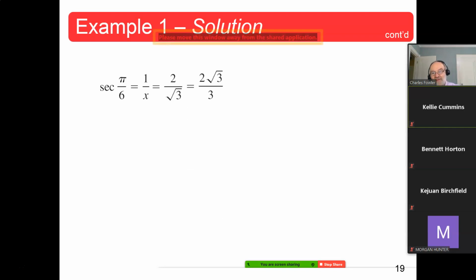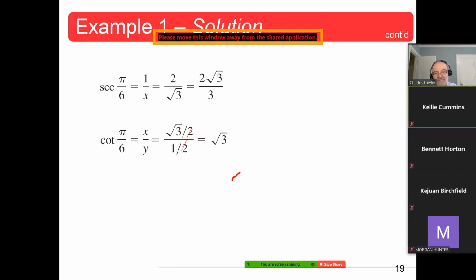And then the cotangent function is x over y, and that was your root 3 over 2 over 1/2. And again, the 2s go away, and that just gives you root 3. Done. That was the A part.